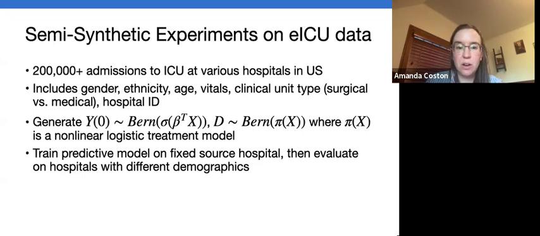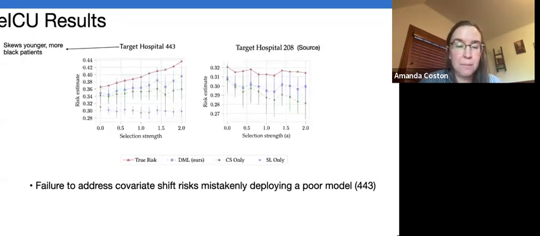And then we're going to evaluate that on hospitals with different demographics. Again, emulating the setting where you train on one particular context and then it's more widely deployed. So like that HEART score was trained in a particular setting in the Netherlands, but now it's deployed across the United States.